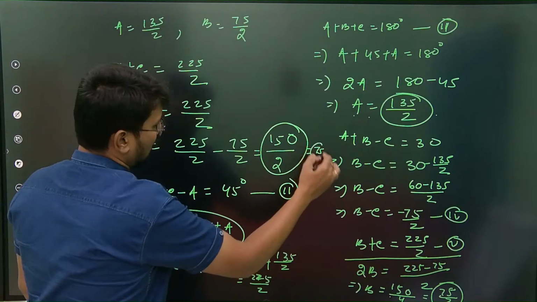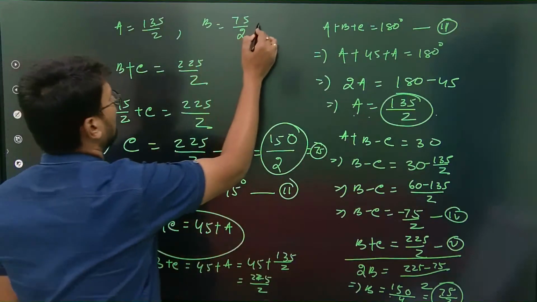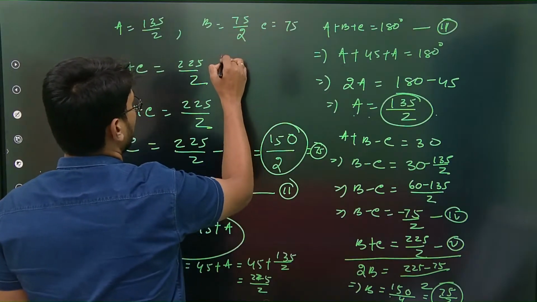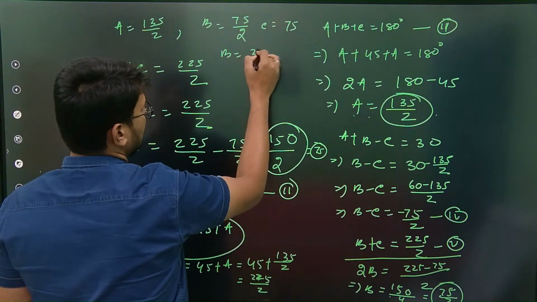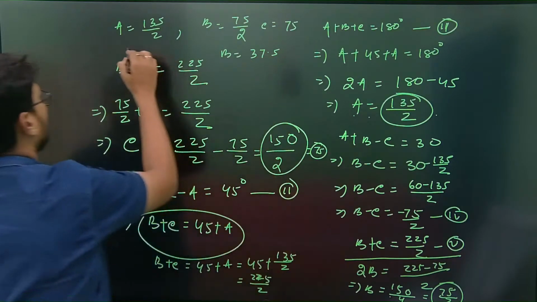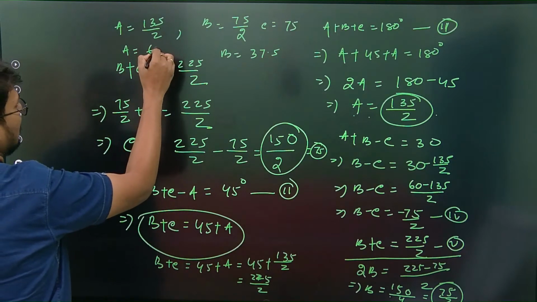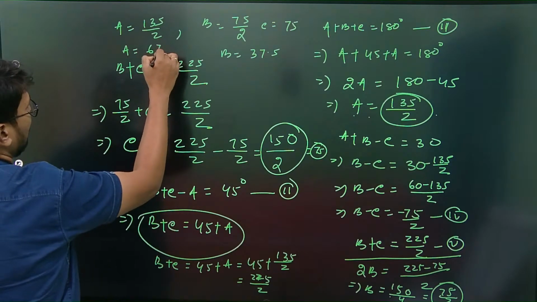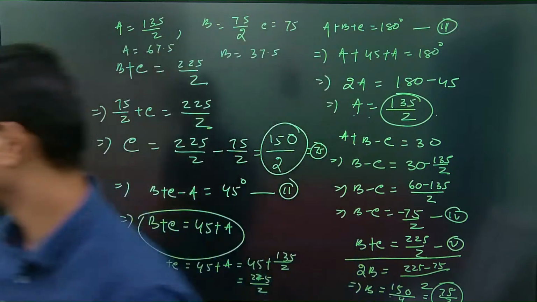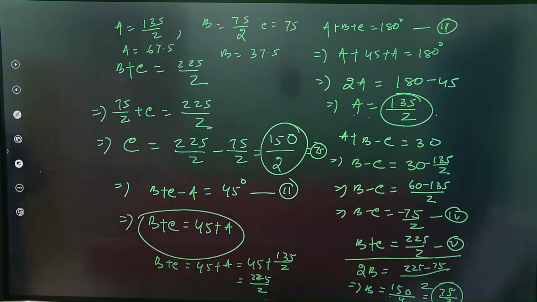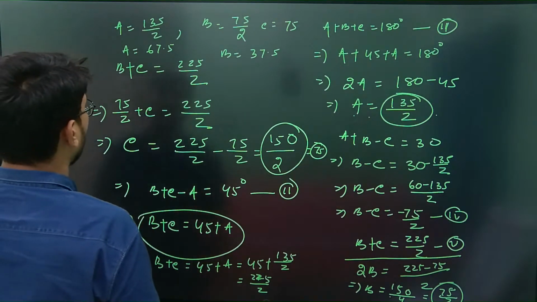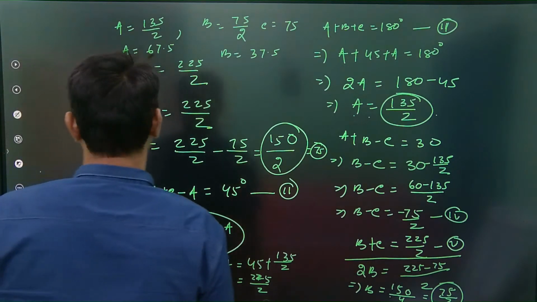75. Are you clear? C value and B value you got right now. C is 75. You can also divide this: B is how much? 2 3s are 6 and 2 7s are 14, so 37.5. And here the A value: 2 6s are 12 and then 15, 2 7s are 14, so 67.5. Are you getting it or not? Clear? C is 75, C is not minus 75, beta. C is 75.